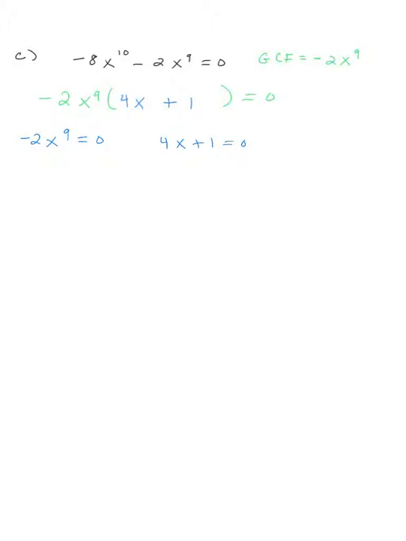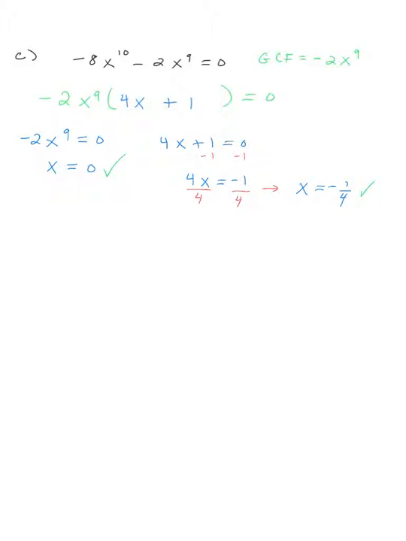And when I do that, the left one, again, really simple. It's just going to be x is equal to 0. The one on the right, I would have to subtract 1 from both sides. I get 4x is equal to negative 1, and after I divide both sides by 4, I have my second solution. X is equal to negative 1/4. These are both solutions to the original equation.